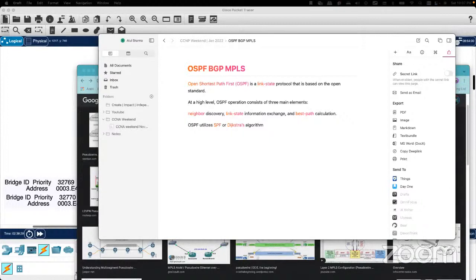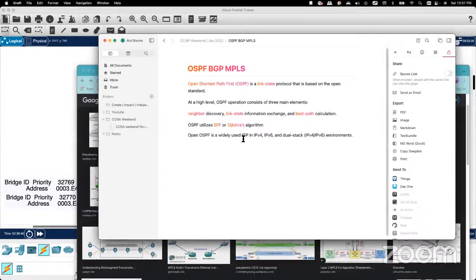So when it comes to OSPF, OSPF supports a lot of different network types and technologies. OSPF is also widely used with IPv4 and IPv6, and in different IPv4 and IPv6 environments. So it means OSPF can be used for any IP protocol, either IPv4 or IPv6. Okay, so this is what the content looks like.